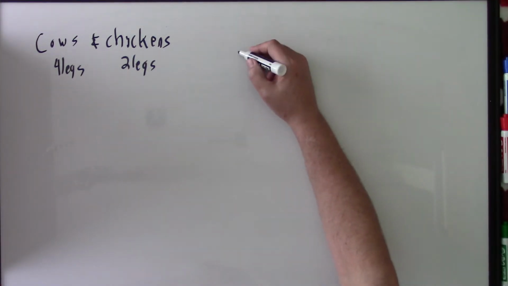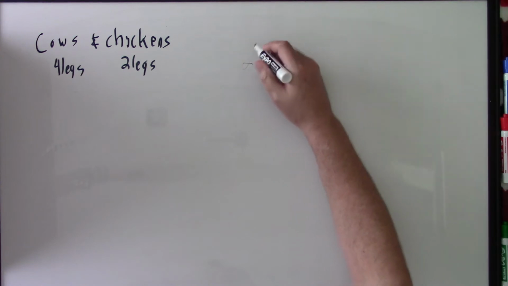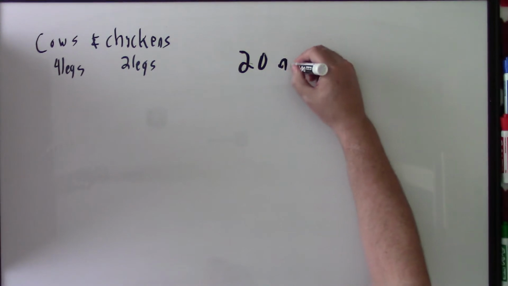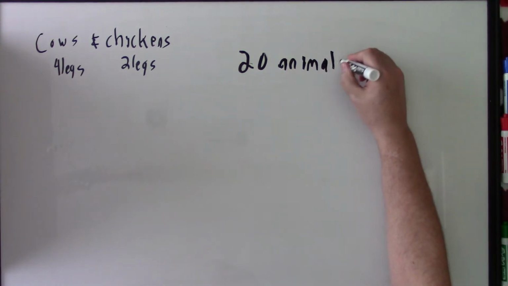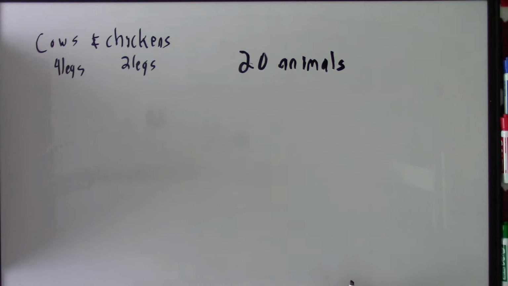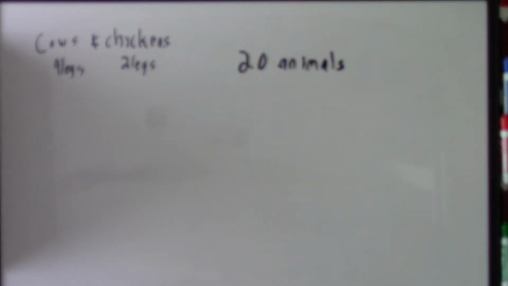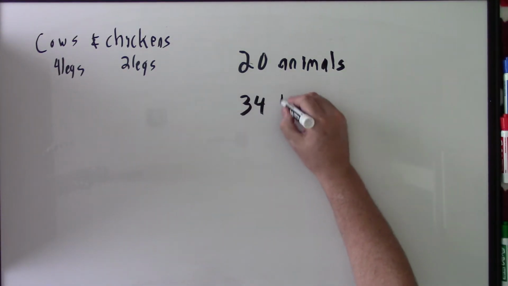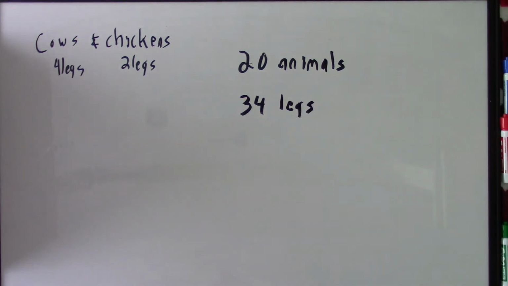So we have cows and chicken. A farmer has looked at his animals and said that they have 20 different animals of cows and chicken. And then when you're adding up the legs of the cows and chicken, there are 34 legs. Oops, that doesn't work. Why does that not work?